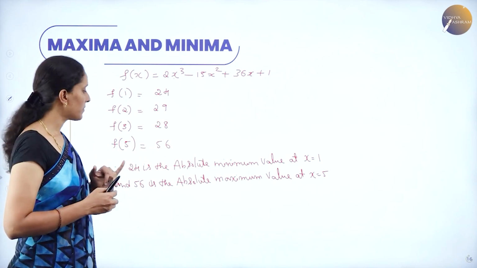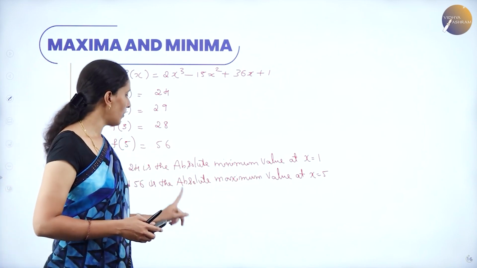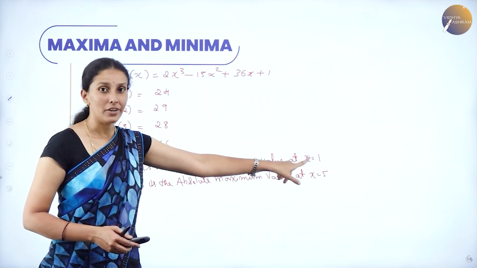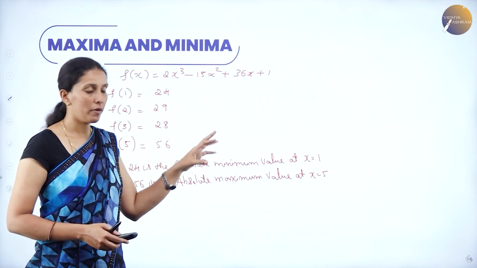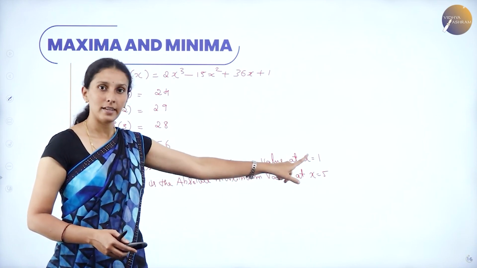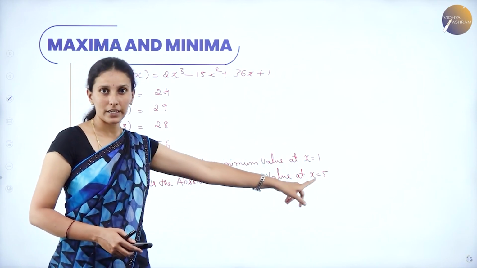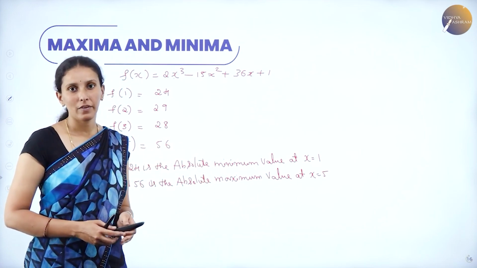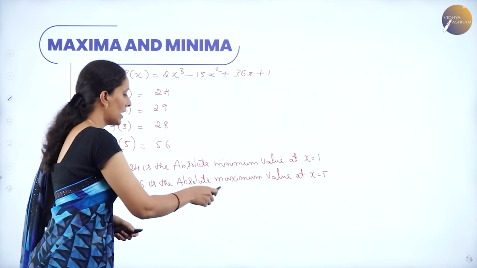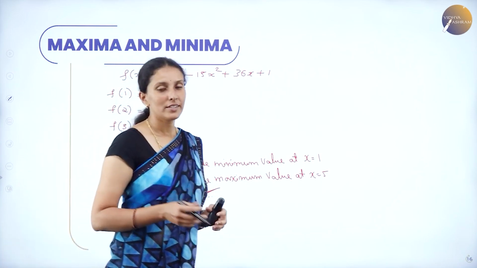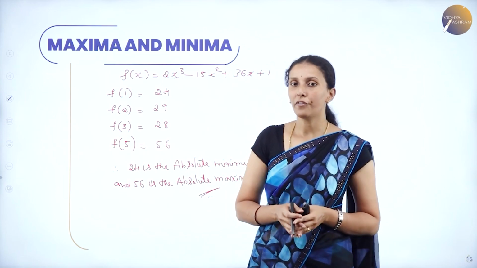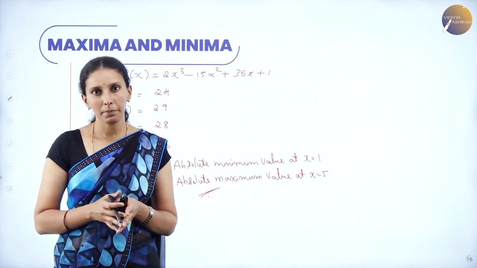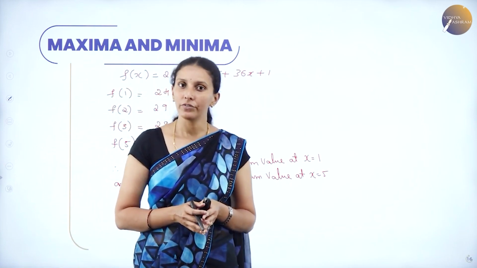Also, we can observe that the absolute minimum value and absolute maximum value exist at the ends of the interval, because the interval here is from 1 to 5. So, the minimum value is at x is equal to 1 and the absolute maximum value is at x is equal to 5. Thus, we can say the absolute minimum value as well as the maximum value exist at the ends of an interval. So, this is all of the methods of finding the minimum and maximum value, or we can say the turning points of a graph with the help of derivatives.